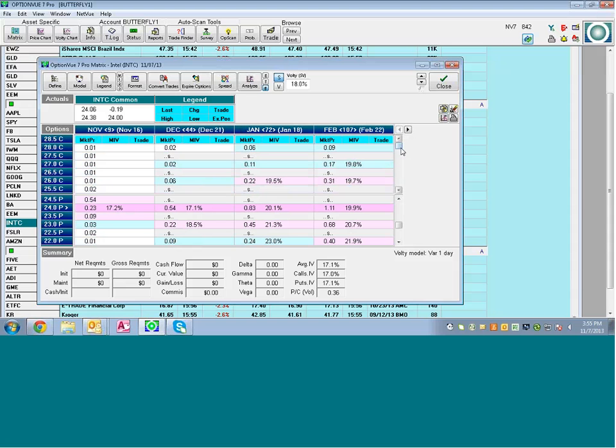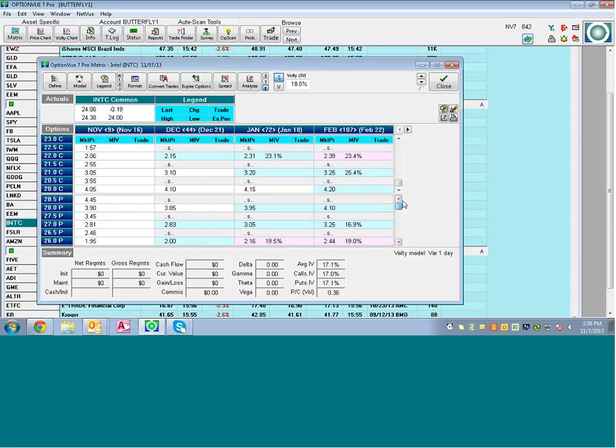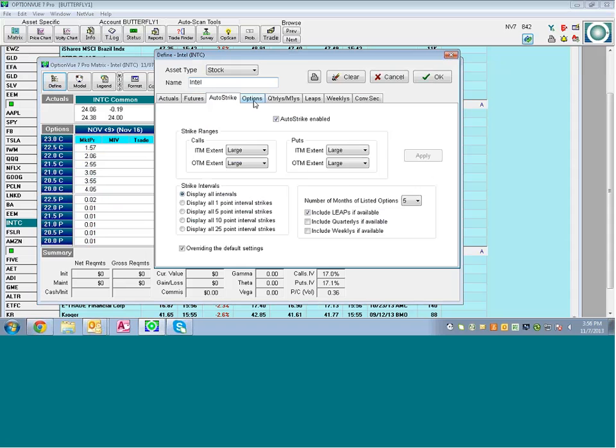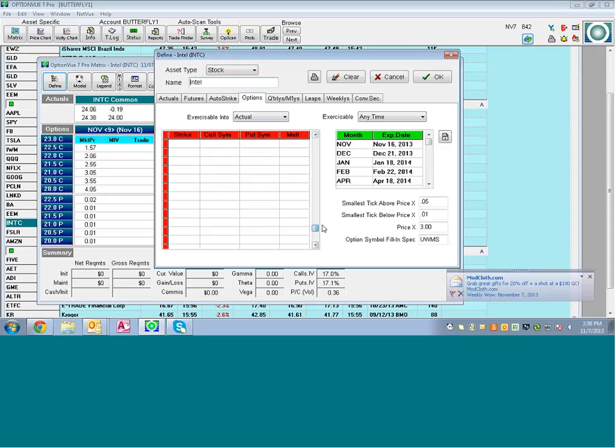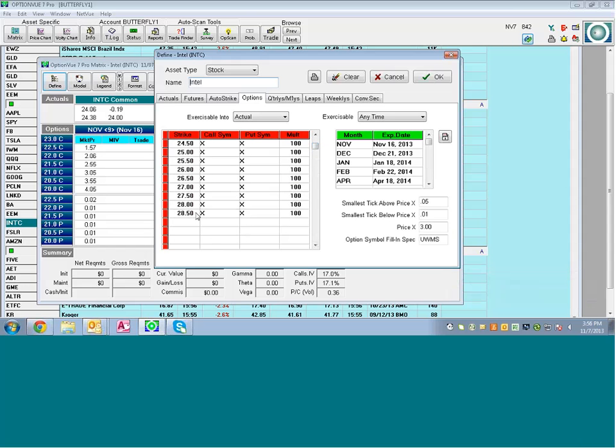This gives you an idea of all of the different options that are open and trading. There's a scroll button here, so I can scroll up to see more calls and down to see the lower range. Same thing with the puts. If I want to see the entire array of options being defined, I could come to define and then options, and I can see 20 and then scroll all the way back. There's room for literally hundreds of strikes here. So 20 to 28.5 is my entire range.